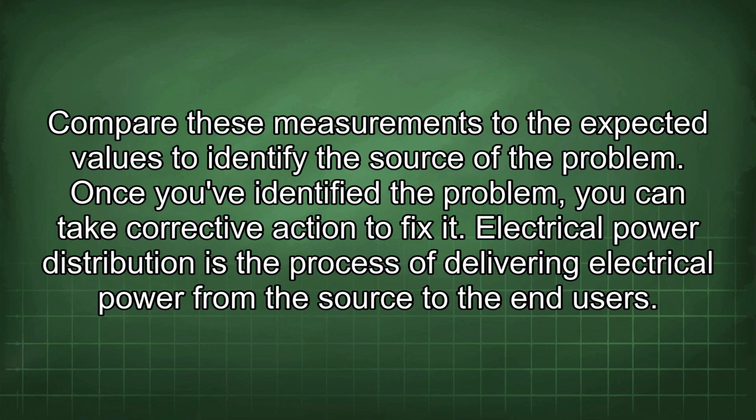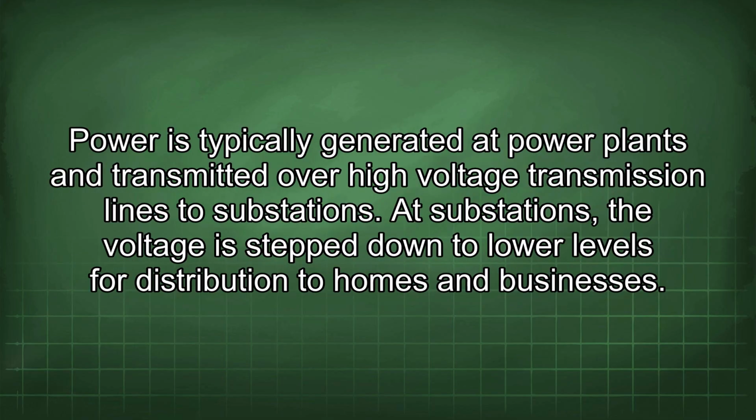Electrical power distribution is the process of delivering electrical power from the source to the end users. Power is typically generated at power plants and transmitted over high-voltage transmission lines to substations. At substations, the voltage is stepped down to lower levels for distribution to homes and businesses.